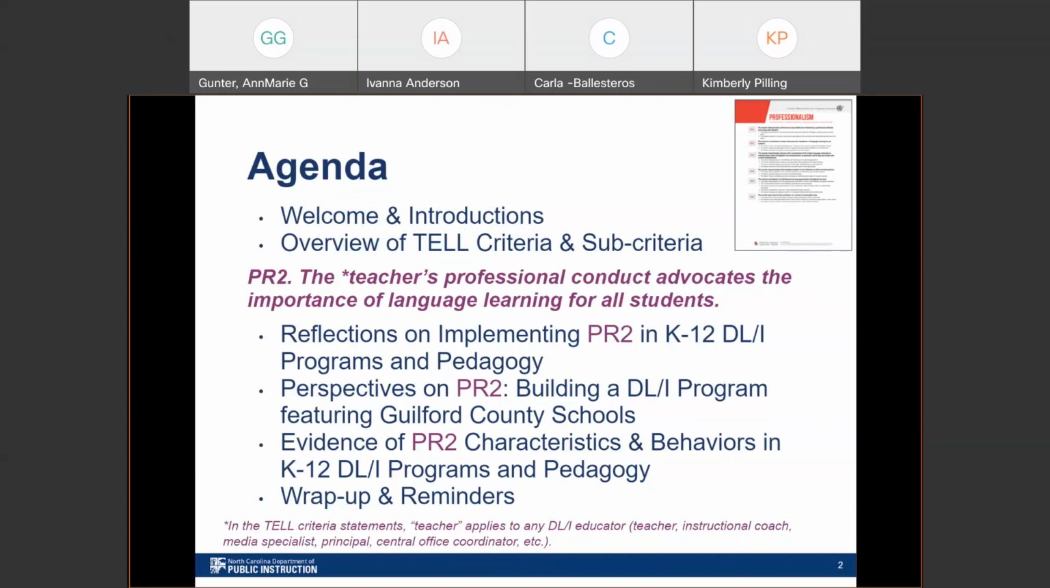Then we'll go on to reflect a bit on implementing PR2 in K-12 DLI programs and specifically with pedagogy. We'll have a look at perspectives on PR2 about building a DLI program, and that features Guilford County Schools. We have several presenters with us today from Guilford County Schools. And so I'm going to pause for a moment and let them introduce themselves real quickly, although they may want to introduce themselves more fully when we get to their section.